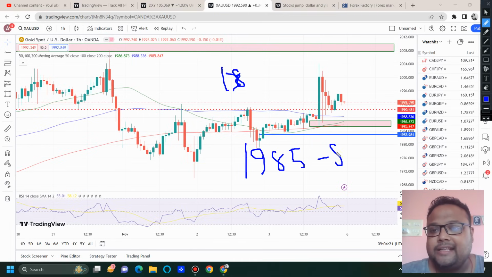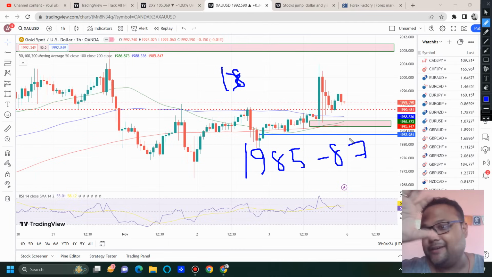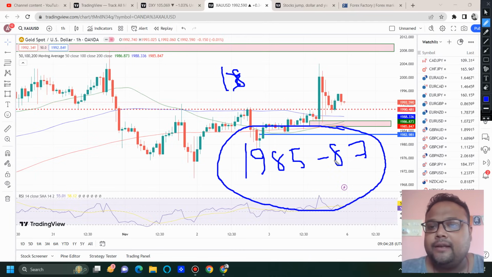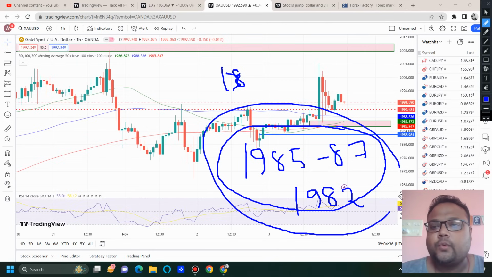Mentally, I'm still around the 1800 level. So 1985 to 1987 is the first support, and the second support is around 1982. These are the two support levels where, as a day trader, you can look for a bounce.